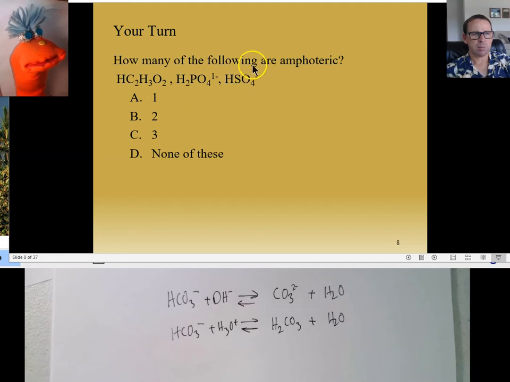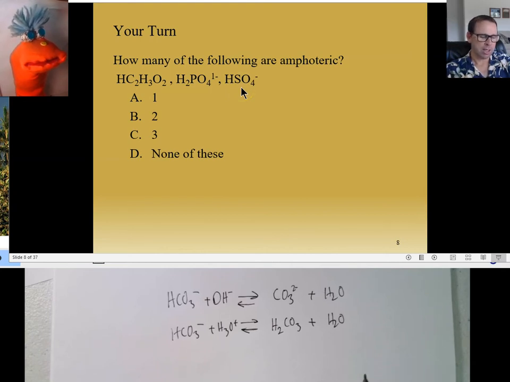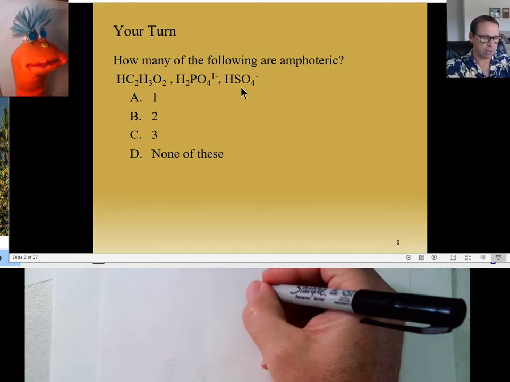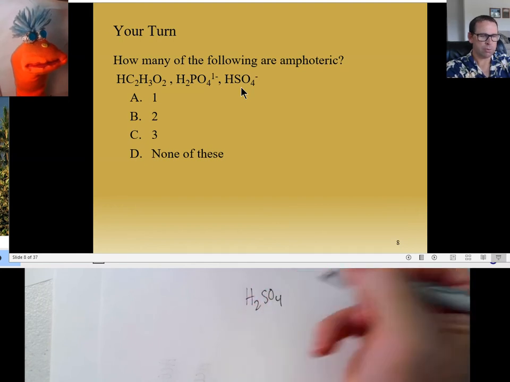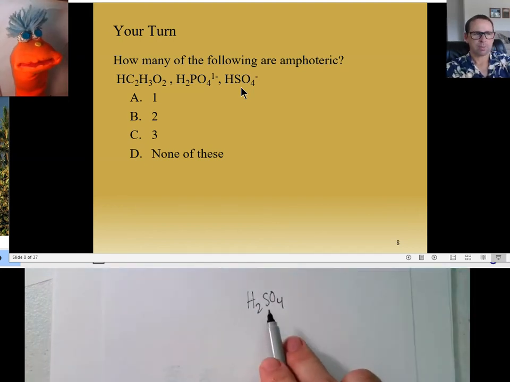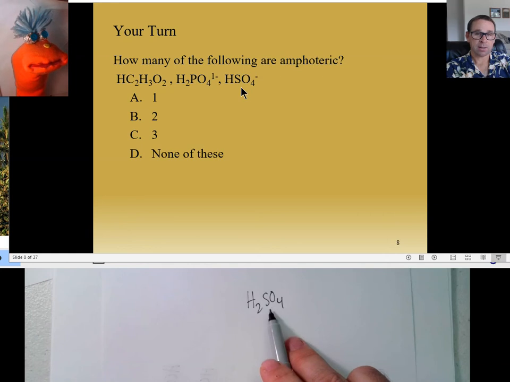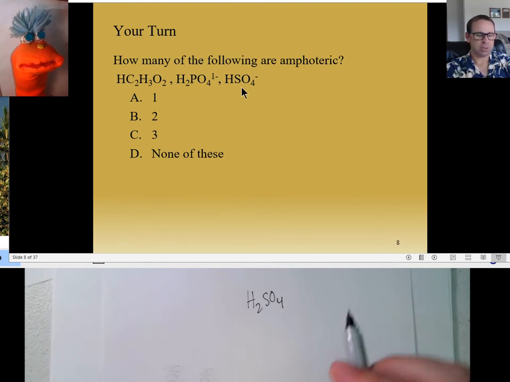What about this one? Can this one take a proton? I think so, because it's HSO4-, so it has room for another proton. Now, this is kind of a tricky question because if I give it a proton, it makes H2SO4. Does that look familiar? Well, I don't know. What do you mean? That's a special kind of acid. We have 7 special acids that we have a separate category for. Oh, a strong acid? That's right.